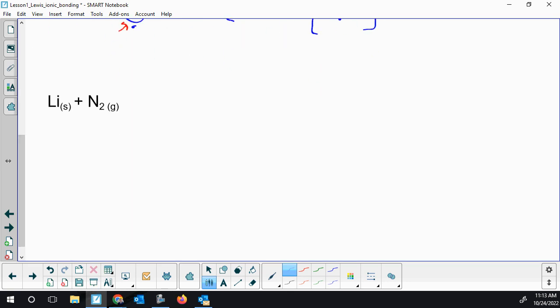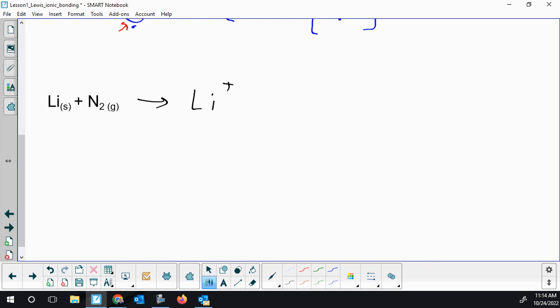I'll do this once more. When lithium and nitrogen react, I'm going to do this one a little bit quicker. So we've got a group 1 and a group 6, a metal and a non-metal. We're going to get lithium plus. I'm not doing the Lewis symbols yet. I'm just doing kind of the science 10, predicting the product.